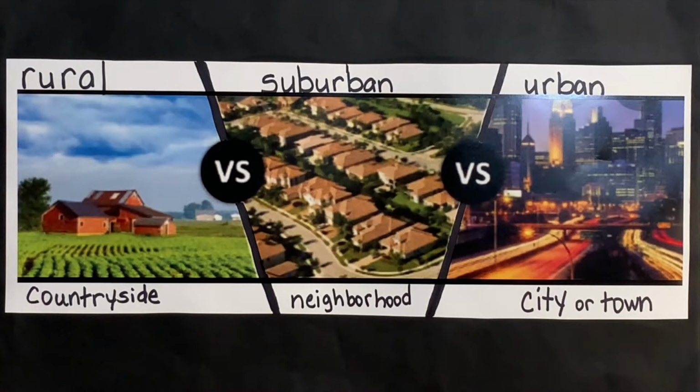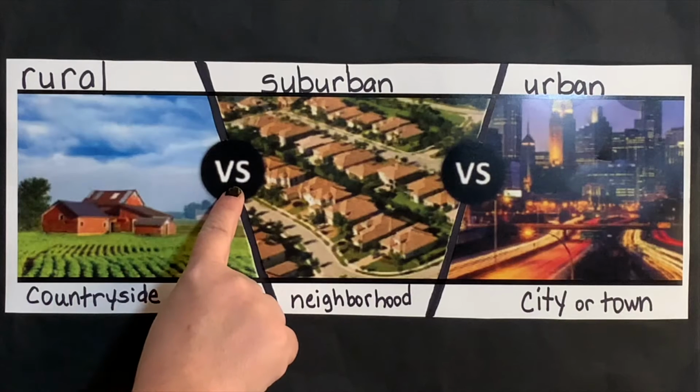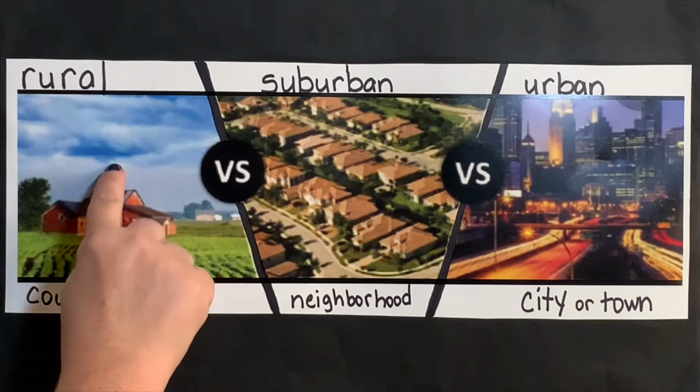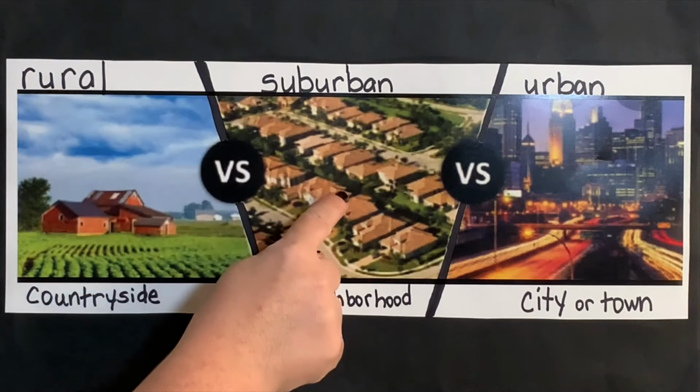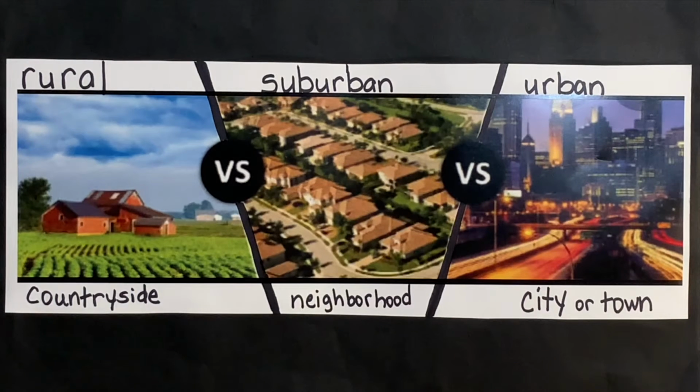Here are pictures of 3 different communities. You can see how they are all different. The VS stands for versus, meaning this one versus that one versus that one. It just compares, okay? So let's go over each one together.